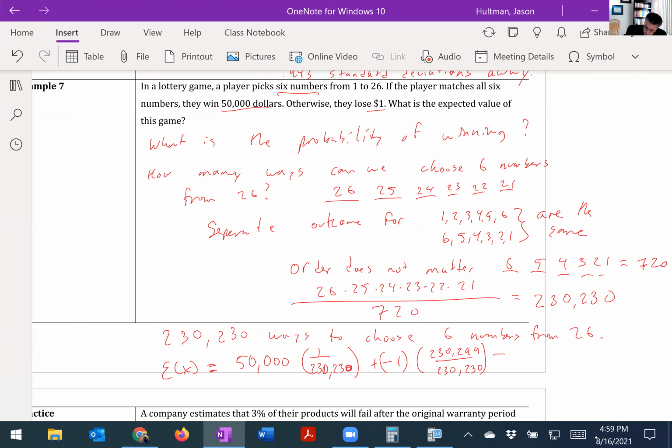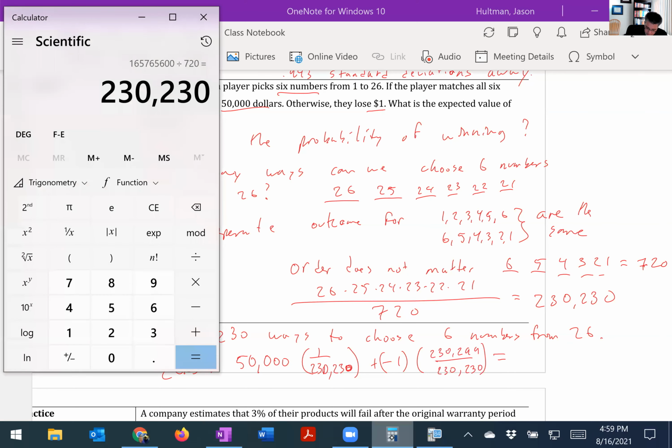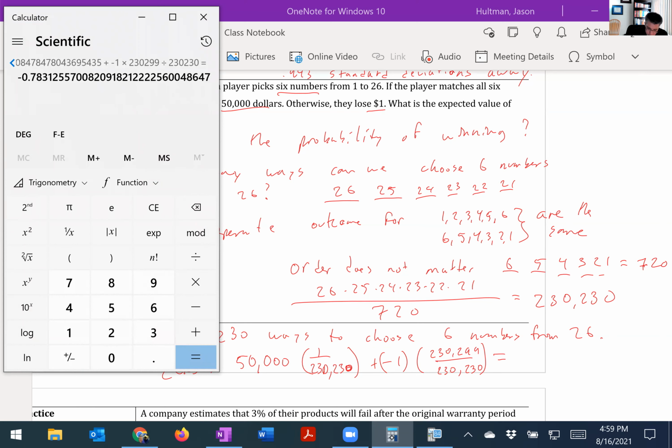Okay, so I'm going to plug this into the calculator and calculate this out. I'm going to go 50,000 times 1 divided by 230,230. Okay, that gives me my first value, plus negative 1 times 230,299 divided by 230,230, it equals, and I get -0.78.